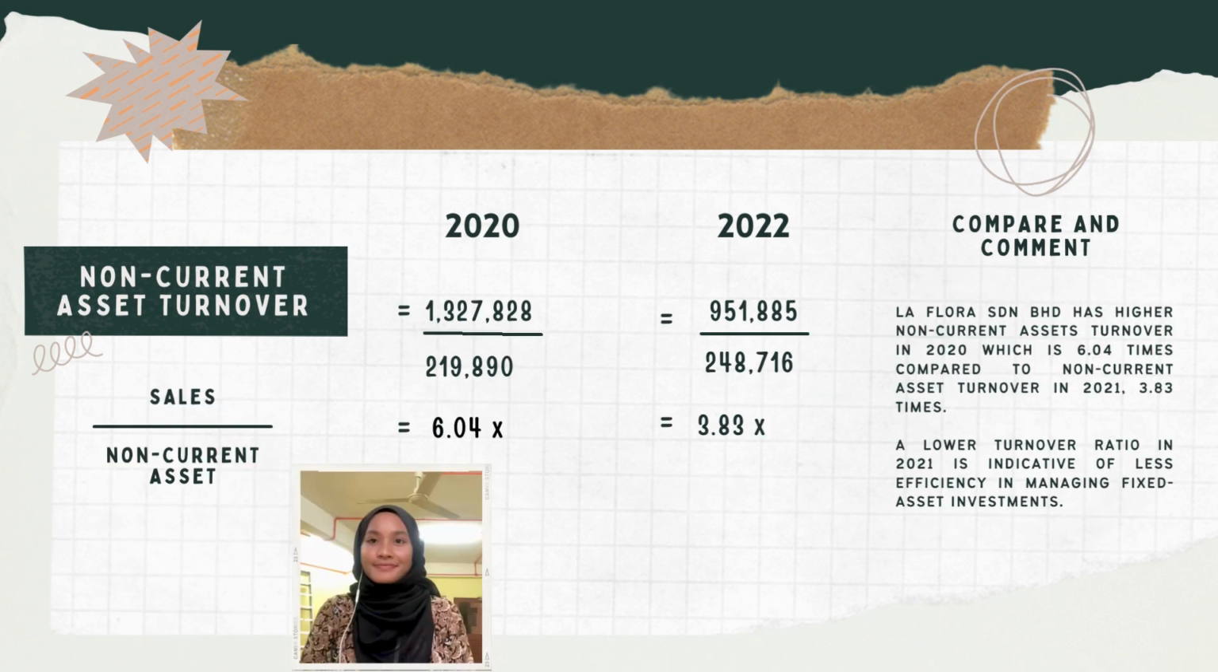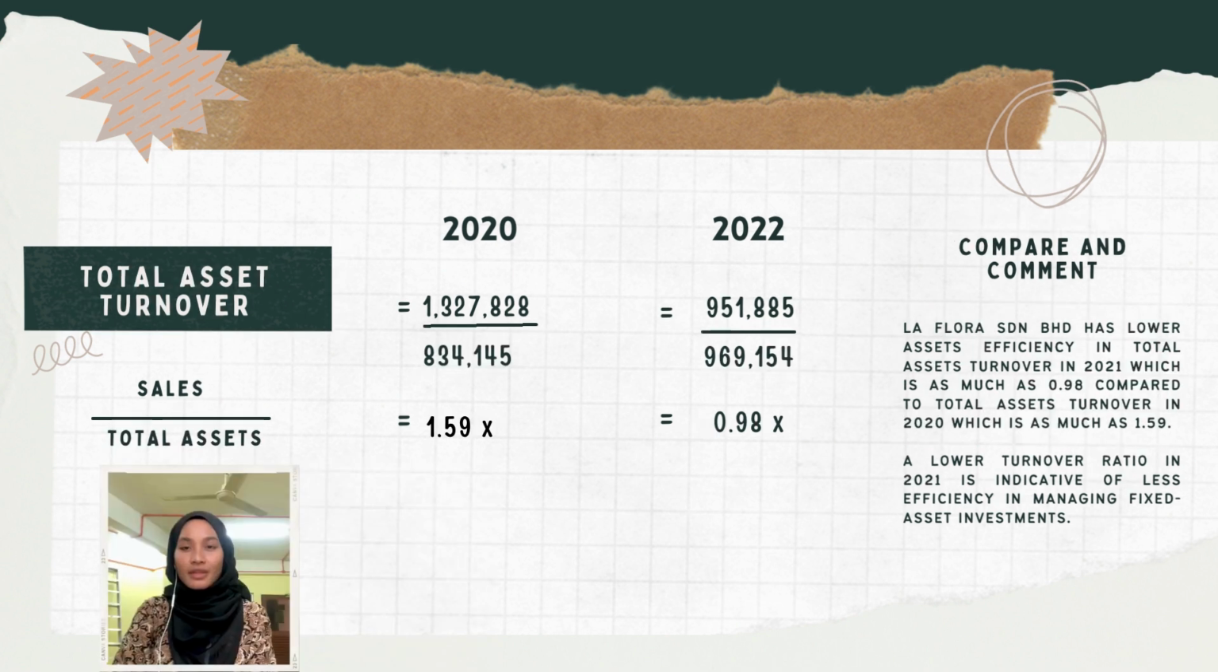La Flora has higher non-current assets turnover in 2020, which is 6.04 times, compared to non-current asset turnover in 2021, 3.83 times. A lower turnover ratio in 2021 is indicative of less efficiency in managing fixed assets investment. La Flora has lower assets efficiency in total assets turnover in 2021, which is as much as 10.98 compared to total assets turnover in 2020, which is as much as 1.59. A lower turnover ratio in 2021 is indicative of less efficiency in managing fixed assets investment.